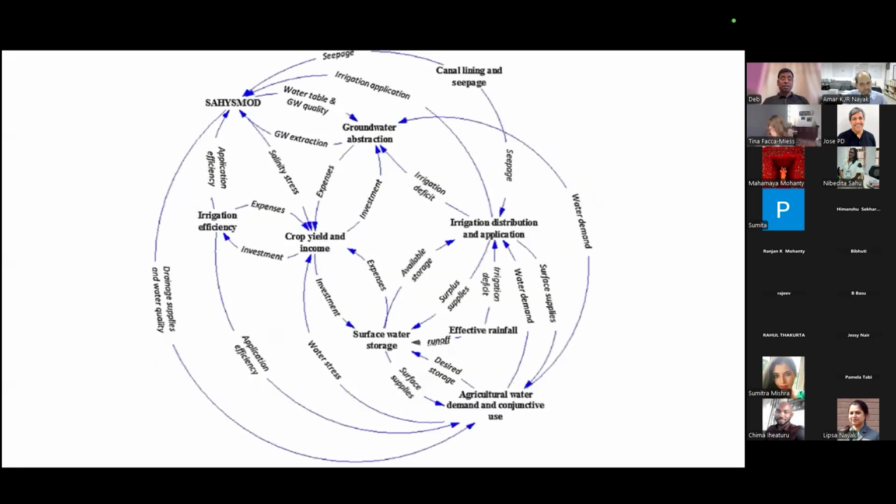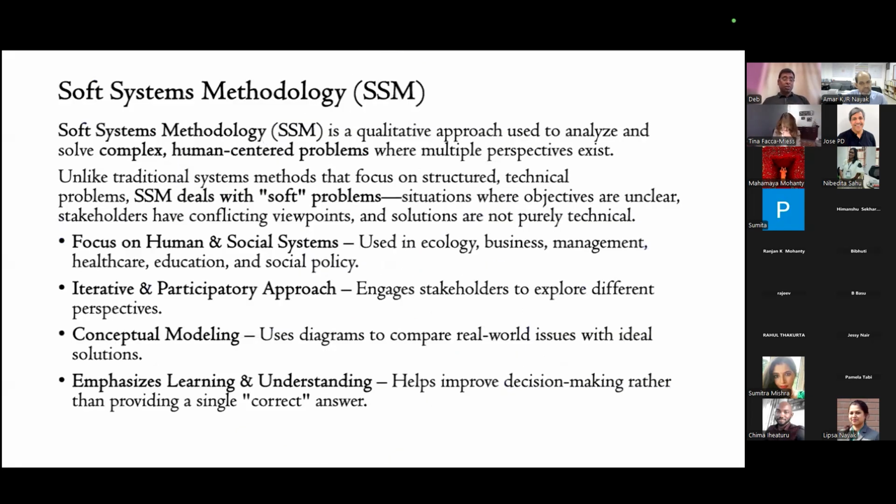This is another system dynamics model where you'll see crop yield and income, agricultural water demand and conjunctive use, the causal linking and the seepage, and you'll see there are so many activities that are interdependent. The third methodology, the third approach, is called soft systems methodology, which is also a qualitative approach, although there are instances of quantitative applications.